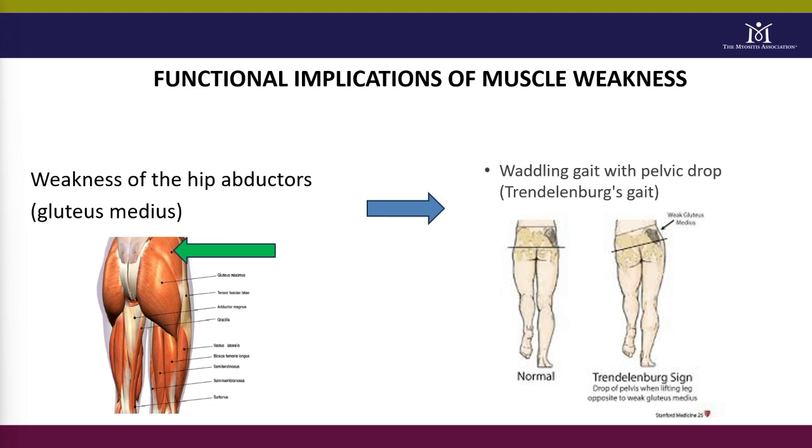So weakness in the hip abductors, particularly your gluteus medius, can lead to a waddling gait. This occurs when the pelvis drops on the side opposite to the weak muscle when lifting your leg. For example, in that picture, if the right hip abductor is weak, you will observe that the pelvis drops on the left side when walking and vice versa.